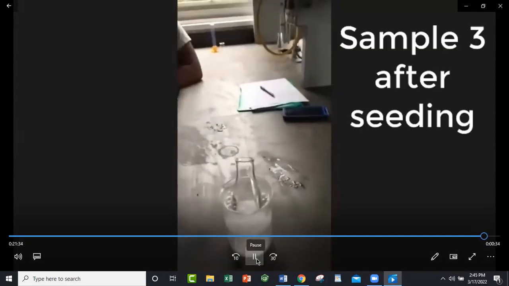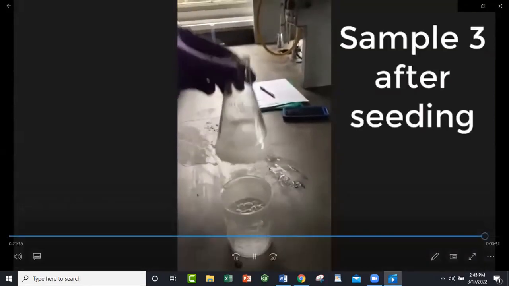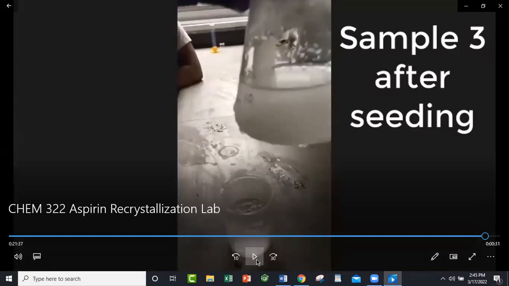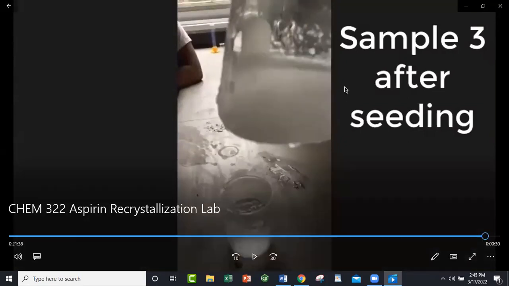It was see-through initially, right? You couldn't see any crystals. This is the third sample after seeding. So before, you saw it was transparent, no crystals, nothing growing. And then after we seeded it, this is what that sample looked like, where you had lots of crystals starting to grow. The problem with this sample was that he lost some of his aspirin, so the yield wasn't as high as it could have been. But I think the reaction itself was fine, but the yield was just a little lower than it would normally have been.